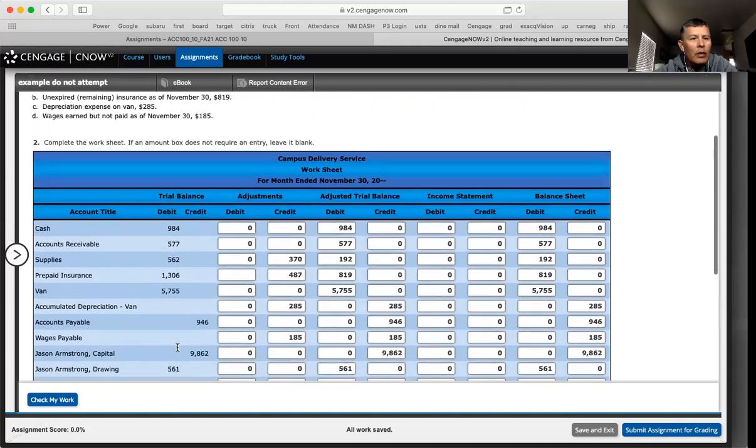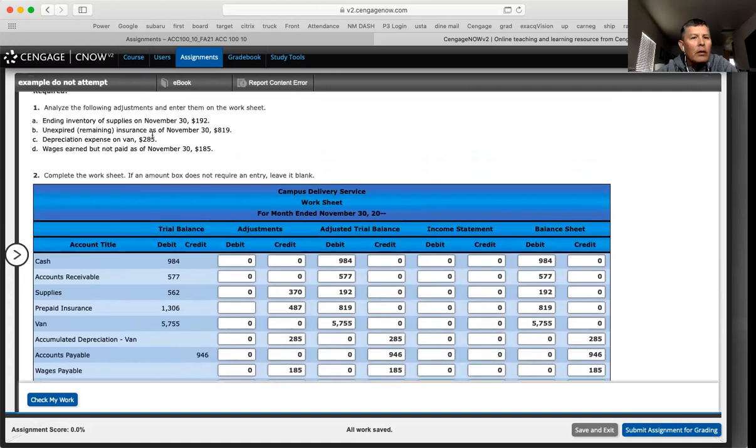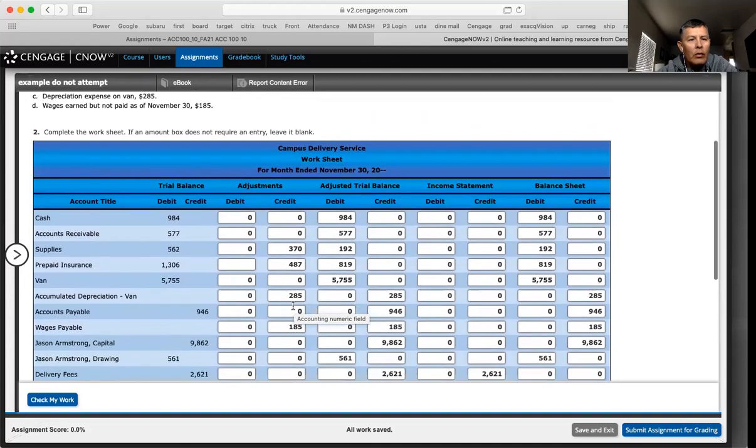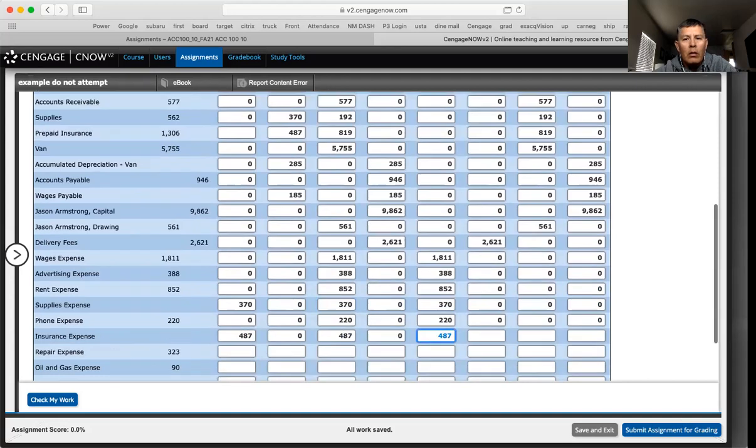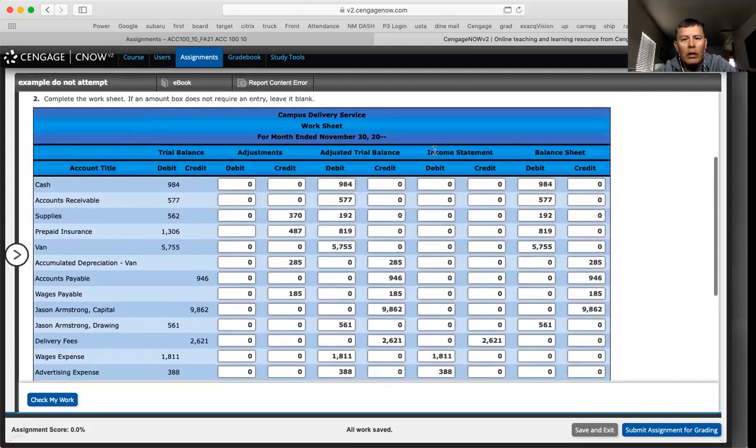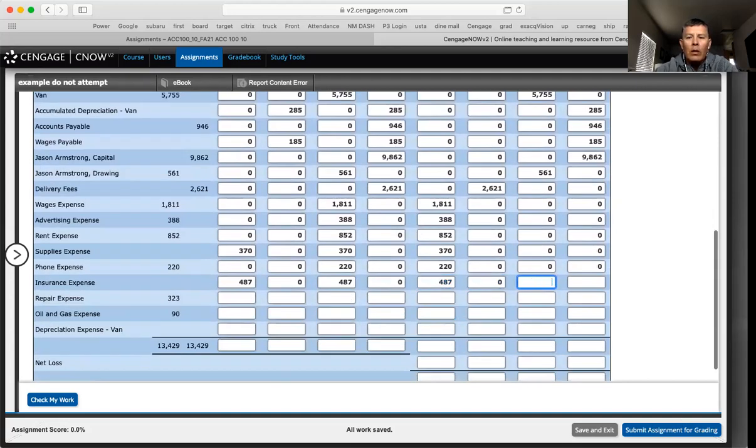Insurance expense, did we have insurance? Supplies, insurance, okay. Now our insurance, we made an adjustment of 487. So we have to do a debit balance of 487 down here for our insurance. That's our adjustment. So now we're going to have a balance of 487 in insurance expense. 0 here. 487 goes to our income statement. Okay. Now right here, we put 0.